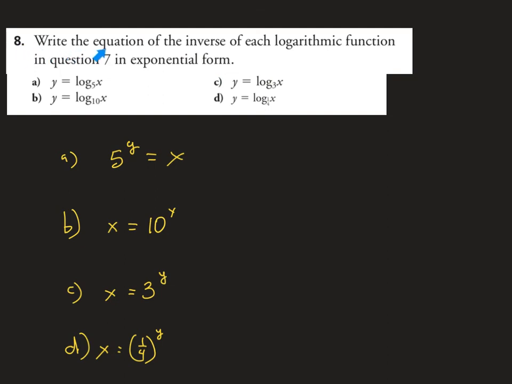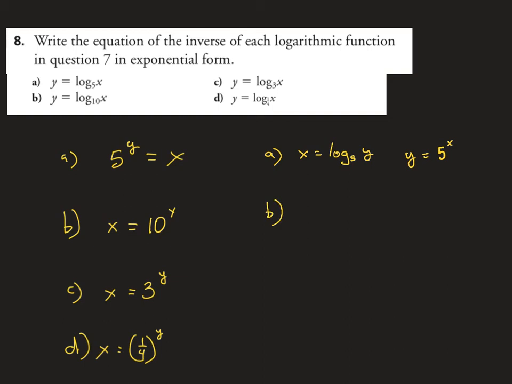Alright, part 8, write the equation of the inverse of each log function in question 7 in exponential form. So it's got to be the inverse of this in exponential form. So first of all, let's just do the inverse of that, not in exponential form. We're just going to switch: x equals log of y base 5, and then we change that to exponential form. So 5 is the base, 5 to the power of x, so y equals 5 to the power of x.